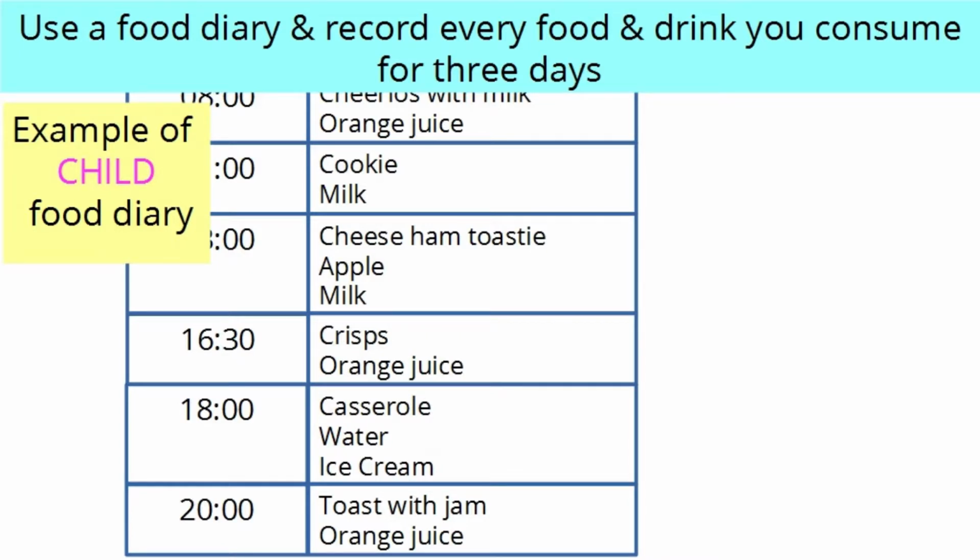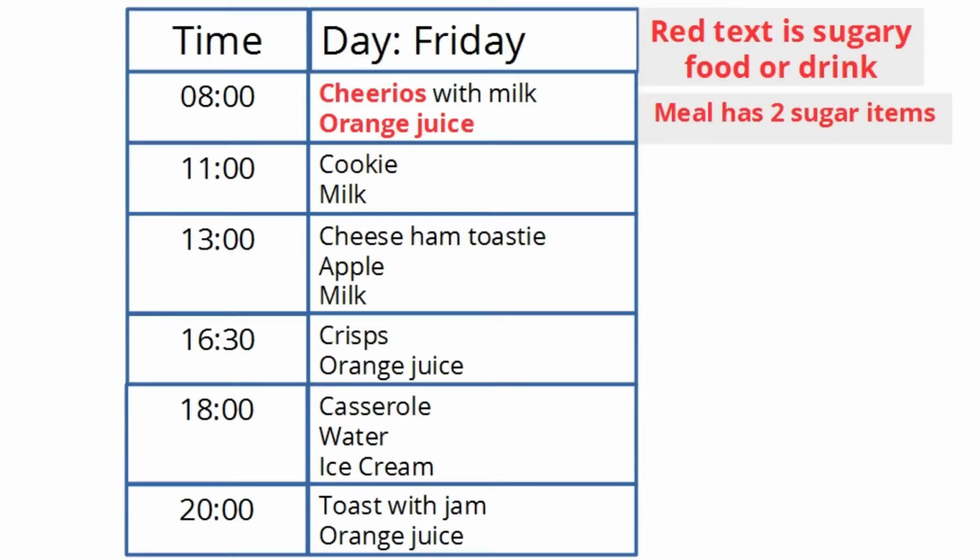This time, we have a child's food diary. The 8 a.m. meal of Cheerios cereal with milk and orange juice has how many sugar items? There are 2 sugar items of Cheerios and orange juice. This is the first sugar intake.